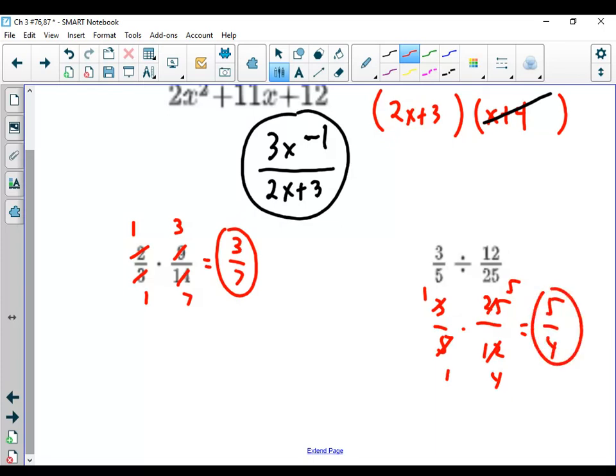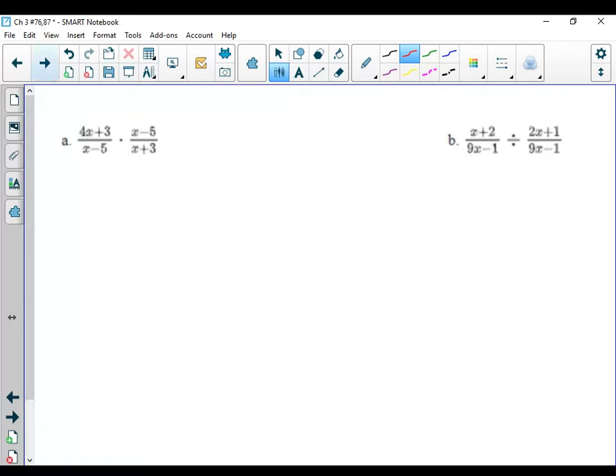All right, so as simple as those ideas may seem, they're really going to help us with those more involved problems where we do throw in some expressions. So let's say I had these two problems here. I'm asked to multiply 4x plus 3 over x minus 5 times the other expression, x minus 5 over x plus 3. Again, if I wanted to, I could go straight across and multiply, but it's always going to be easier if I could do any simplifying.